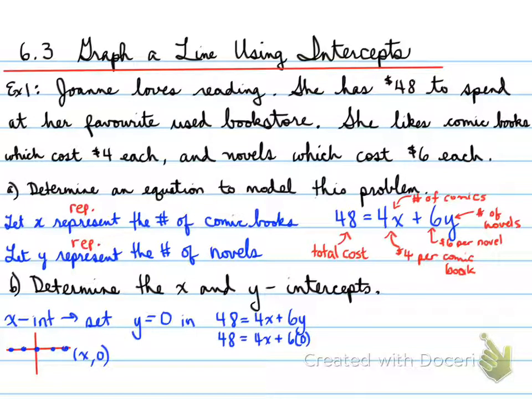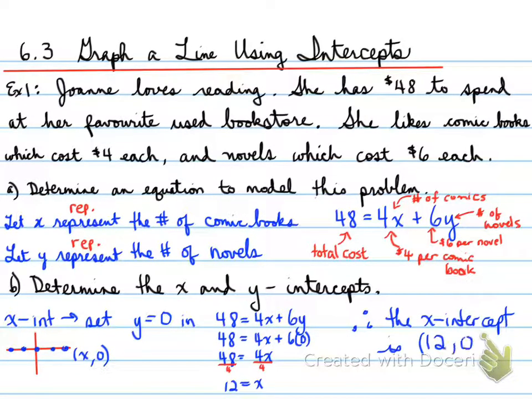One more time, we note that all x-intercepts have the form number, comma, 0. That is, again, where it crosses the x-axis. So we need to find the coordinates. That means that 48 is equal to 4x. We divide both sides by 4, and x will equal 12. All right, so we know that the x-intercept is 12, 0.